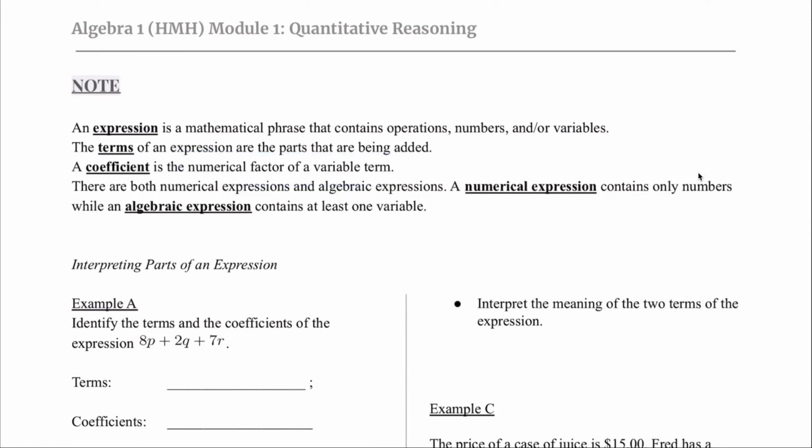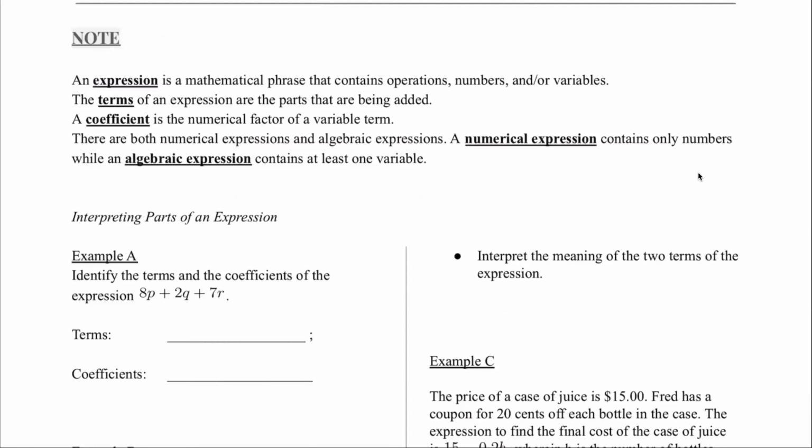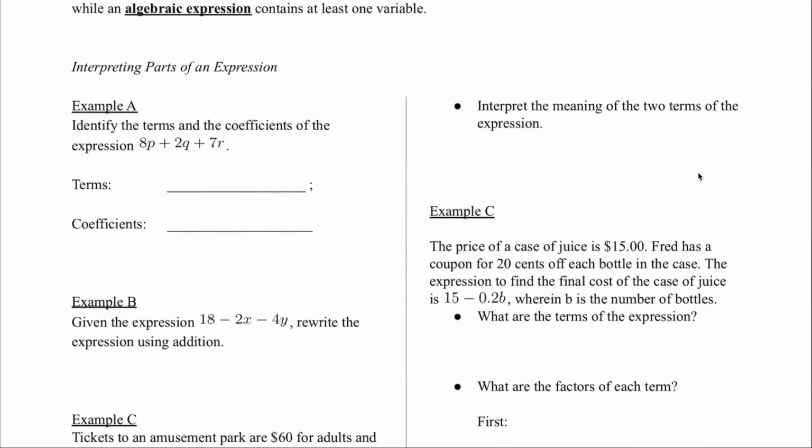And these are both numerical expressions and algebraic expressions. The numerical expressions contain only numbers, and the algebraic expressions contain at least one variable. So, what do I do? Okay, in this particular case, what are the terms? So this and this and this will be a term, and the coefficients are the numbers in the front, which will be what? 8, 2, and 7.